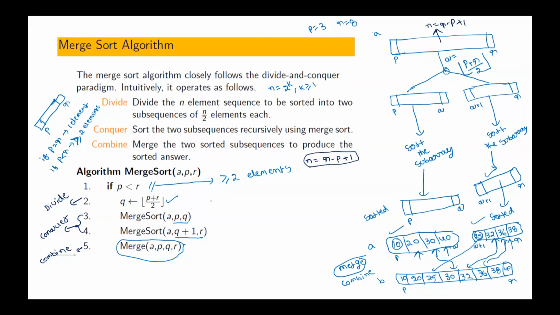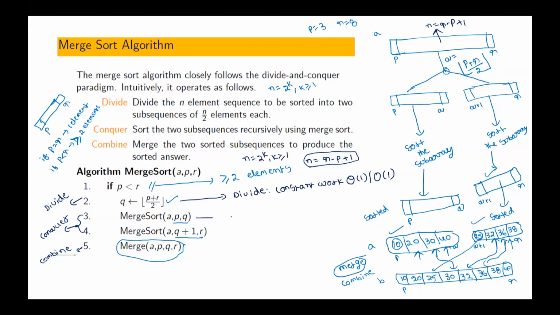What is the amount of work we are doing in the divide step? Constant. Only this one operation we are performing, no? So the divide step is constant work. That means we can write it as theta of 1 or big O of 1. Is that okay? Now tell me, if n is of the form 2 power k, where k is greater than or equal to 1.